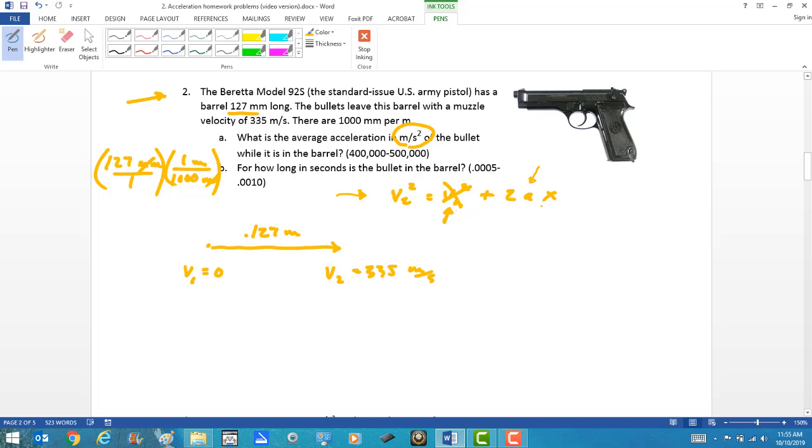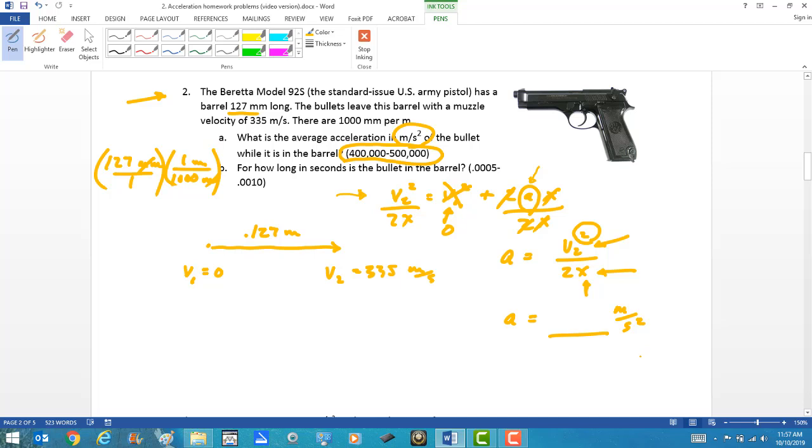So then ask yourself, how do we isolate A all by itself on one side of the equation? It's just simple algebra. Divide both sides by 2x, like that. This term drops out because that's 0. So we're left with A isolated on one side of the equation and final velocity squared over 2x. You would plug in 127 for x, and you would plug in the final velocity, 335 meters per second, and be sure to square that, and that will give you the acceleration in meters per second squared. It's a big number. You need to fall within this range between 400,000 and 500,000.